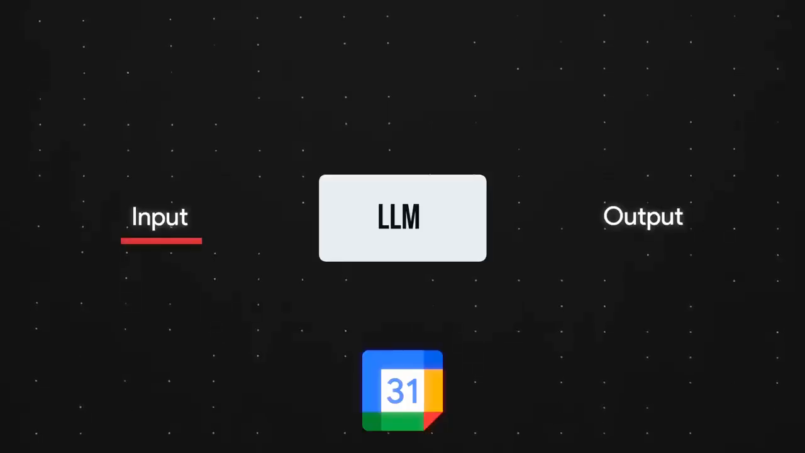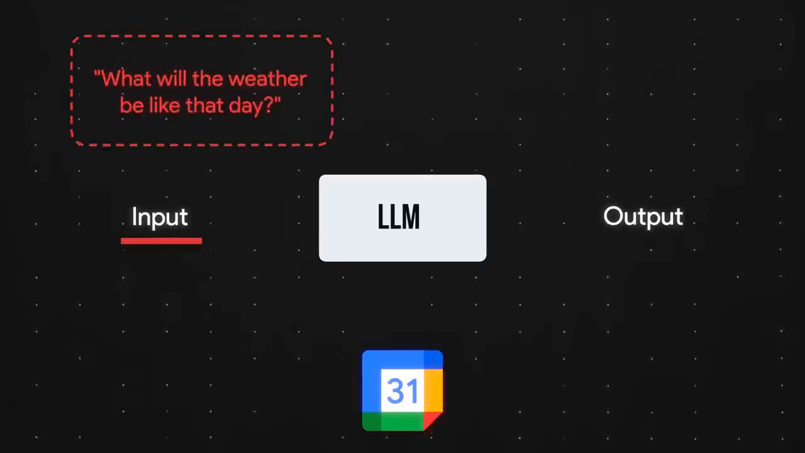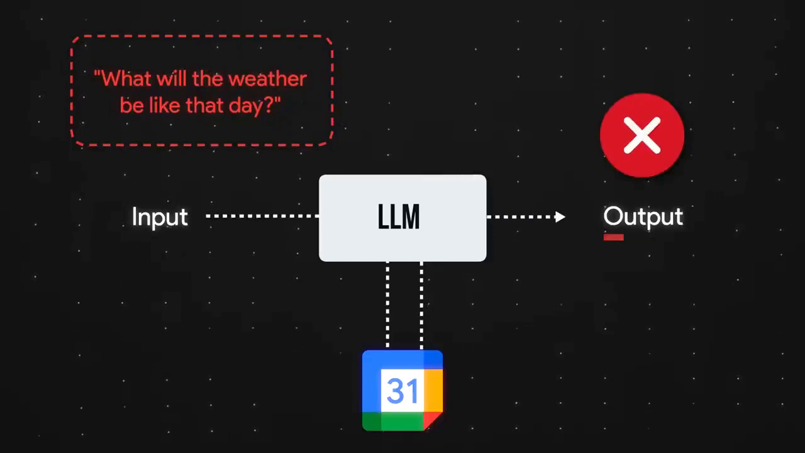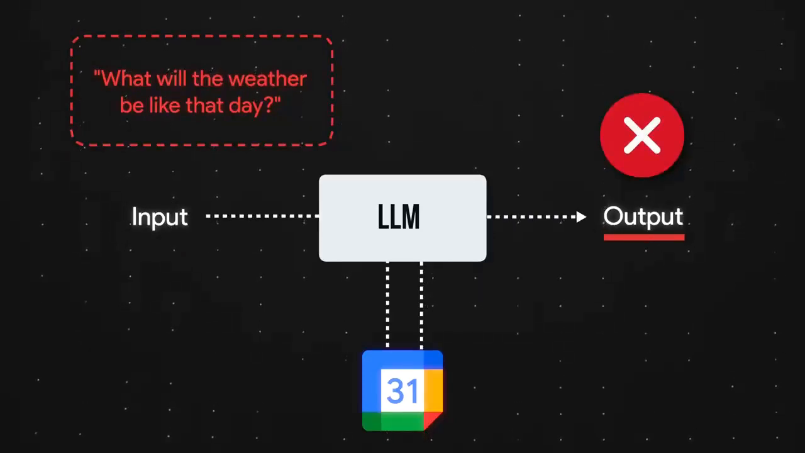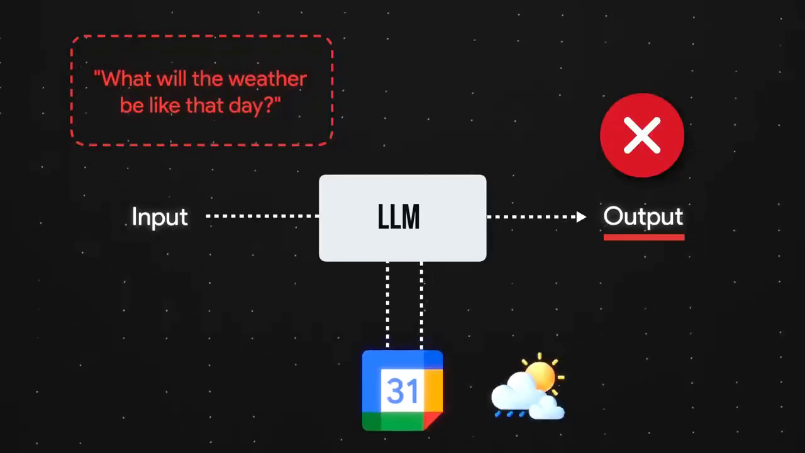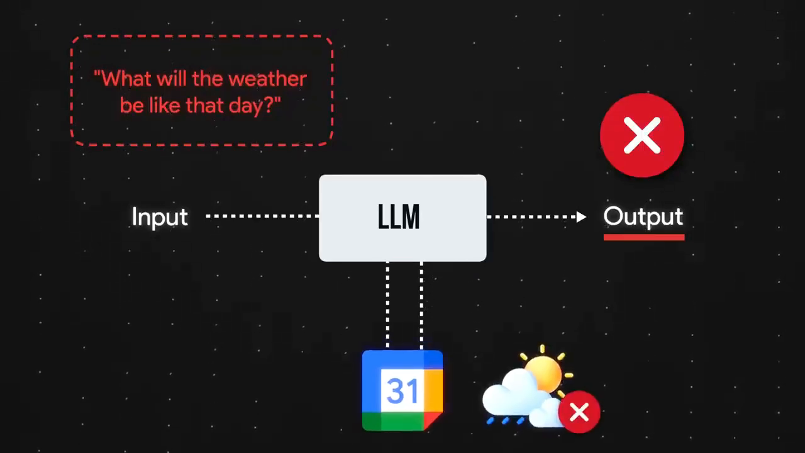But here's where it gets tricky. What if my next follow-up question is, what will the weather be like that day? The LLM will now fail at answering the query because the path we told the LLM to follow is to always search my Google Calendar, which does not have information about the weather.